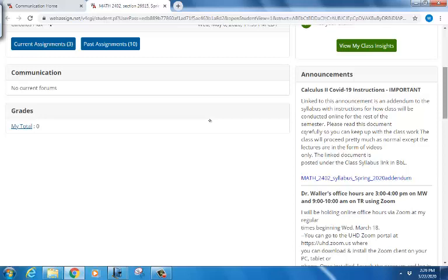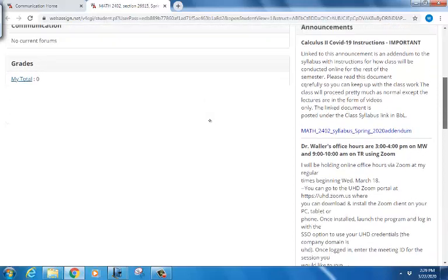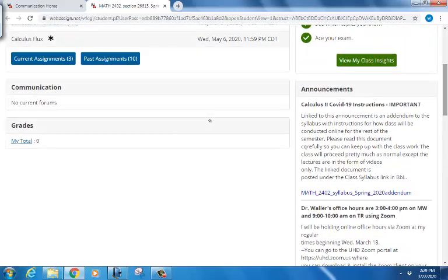It's pretty short, and it will give you the key information that you need to get started on the remainder of the semester.